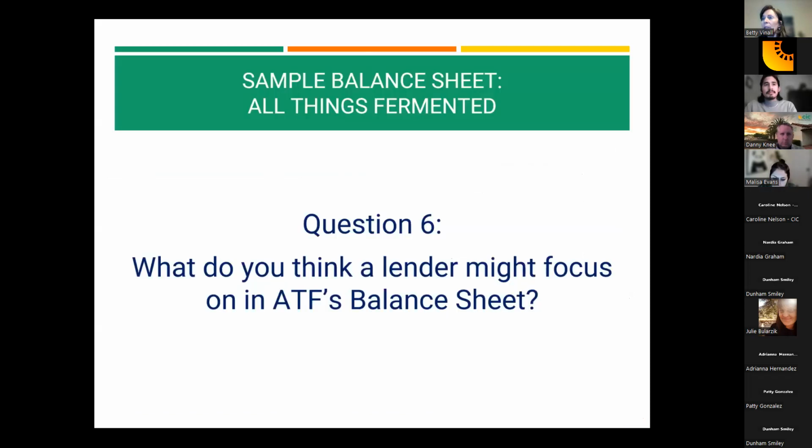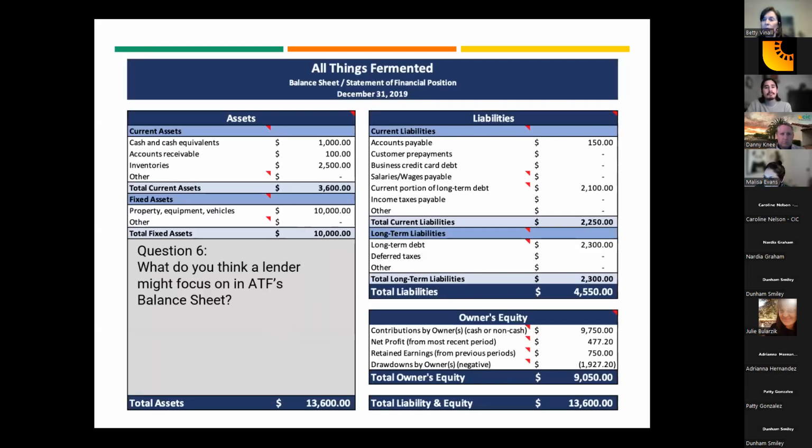So now we're going to think about what a lender might focus on when they look at All Things Fermented's balance sheet. So we've got their balance sheet back up here, and we have said that we're going to try and figure out what a lender might look at. So one of the things the lender's going to look at is what their assets are and existing debt. The balance sheet gives both of those answers to the lender.